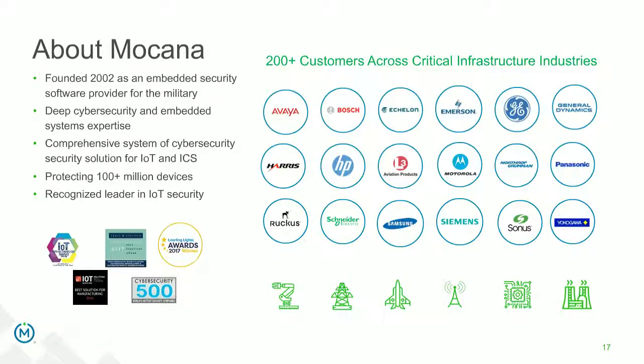We were founded in 2002 as an embedded security software provider, mostly for the military. So we're protecting everything from making devices tamper-proof on everything from aircraft avionics to tanks and drones, and then also on industrial and mission-critical systems and IoT devices. We have a very comprehensive security architecture, and we're protecting more than 100 million devices.